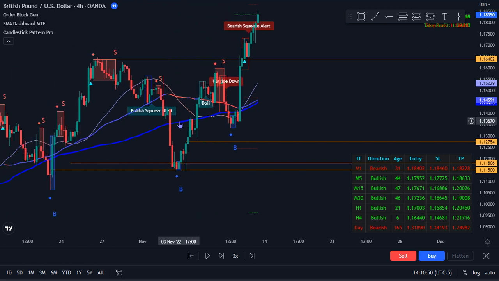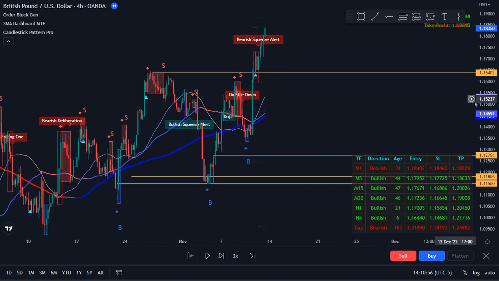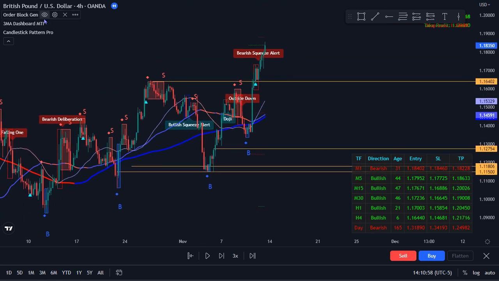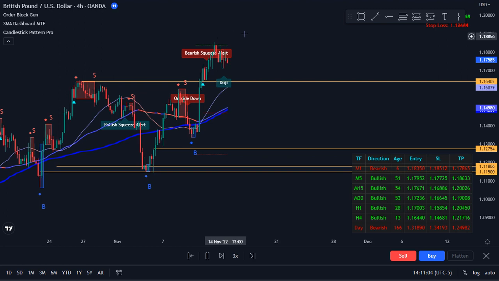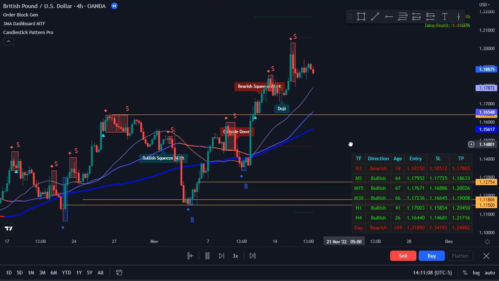So even if you miss this entry, we're still expecting higher highs, and we still have the 3 MA dashboard telling us there can still be some up movement. And of course, we see that high taken quite easily in just a couple candles on the 4 hour chart.